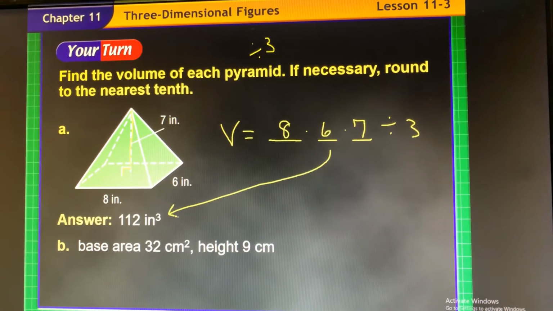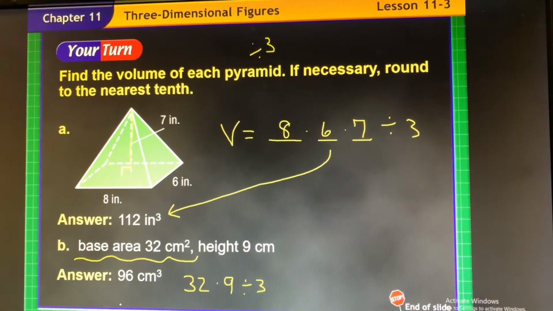There's your answer. This one already gives you the base area, so you know you're going to have just 2 lines: 32 times 9 divided by 3. Why only 2 lines? Because it already did the area of the base for you. 96 centimeters cubed. You can pause it and look at that.